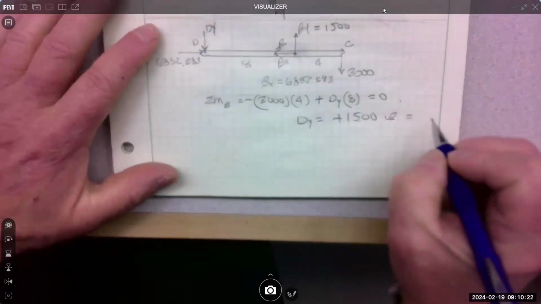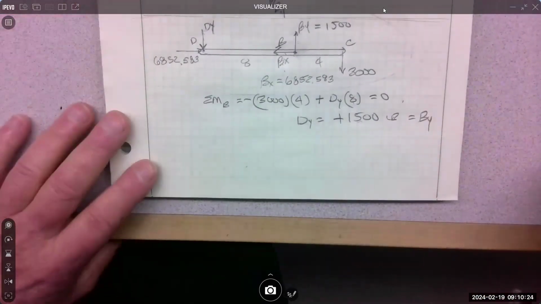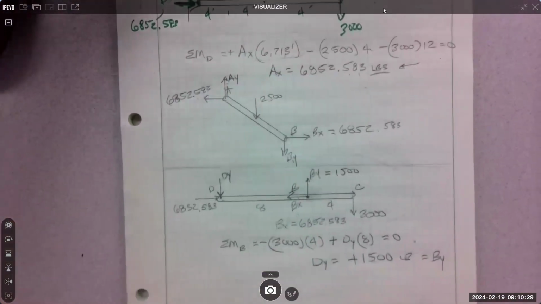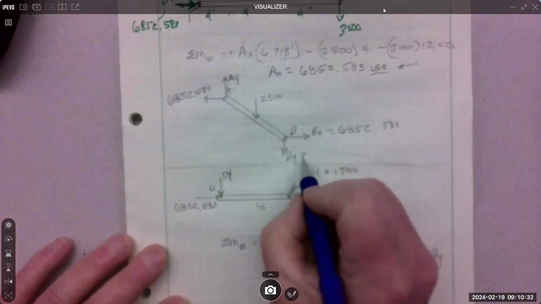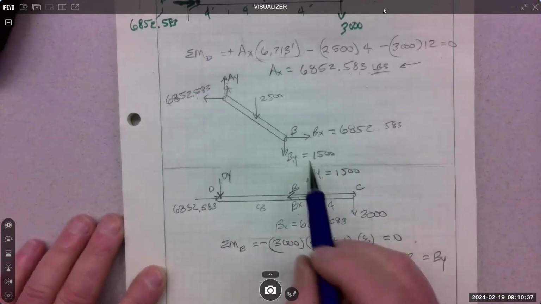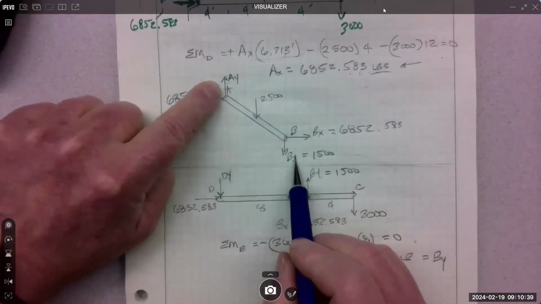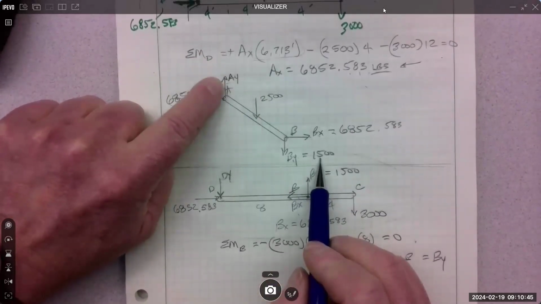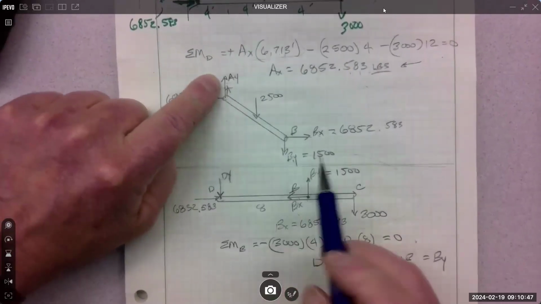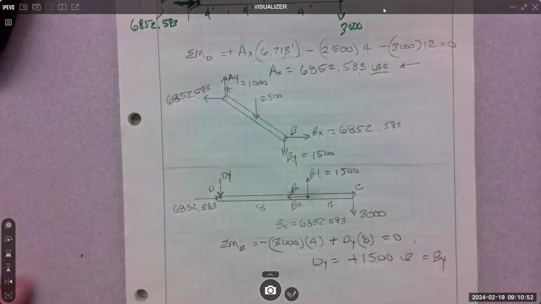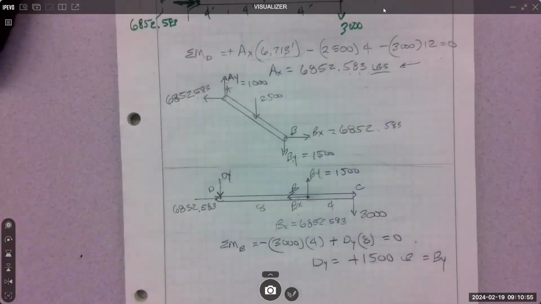This also equals BY. And then you can transfer it to the other member because BY has to be BY, 1,500. Right? Then that transfers because now we have 2,500 down, 1,500 up. We need another 1,000 up. AY equals 1,000. So you jump back and forth between the members.